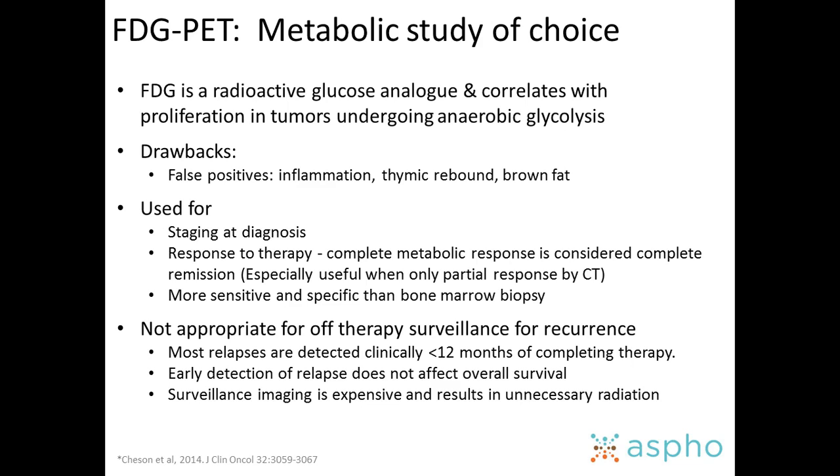PET scans are not appropriate for off-therapy surveillance for recurrence. Most relapses of Hodgkin lymphoma are detected clinically less than 12 months after completing therapy. Early detection of relapse does not affect overall survival, and surveillance imaging is expensive and results in unnecessary radiation. Believe me, it is hard to convince a family, yep, you're in CR, you're done with therapy, no more imaging. But it's probably the right thing to do.